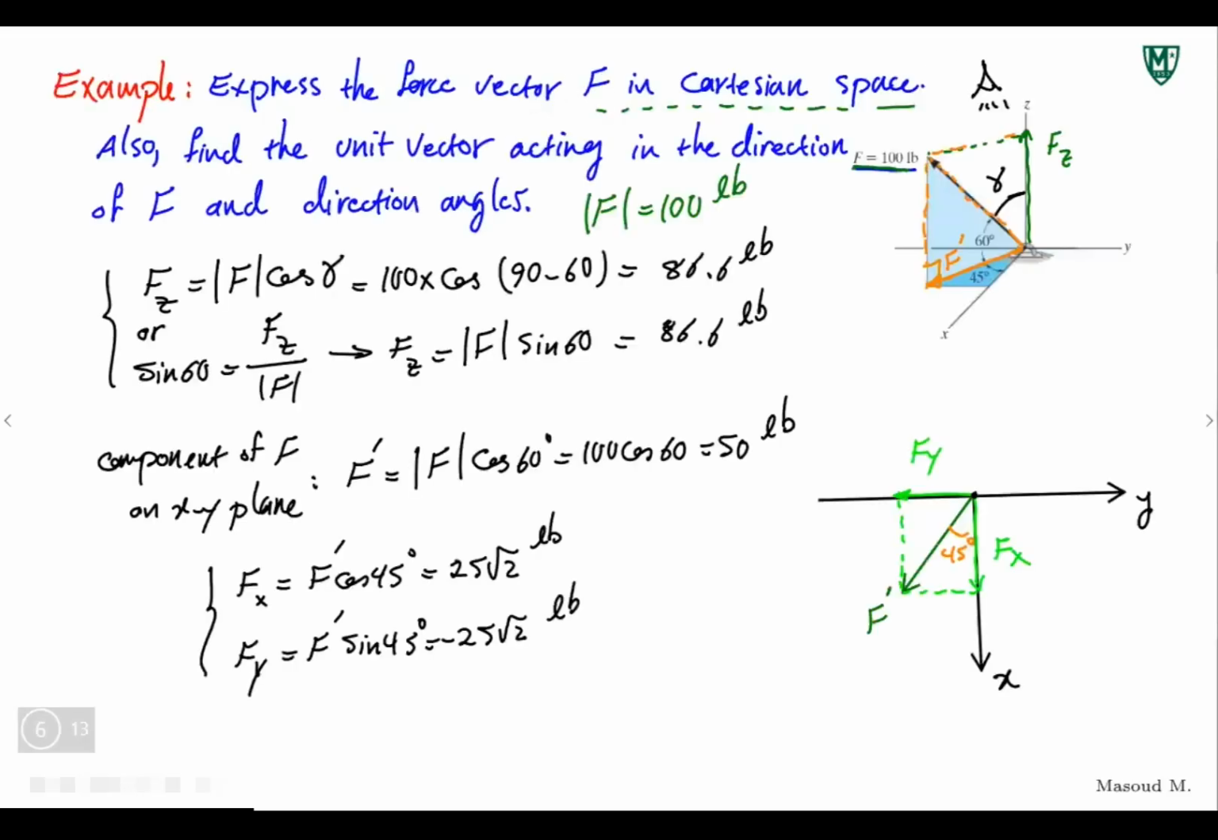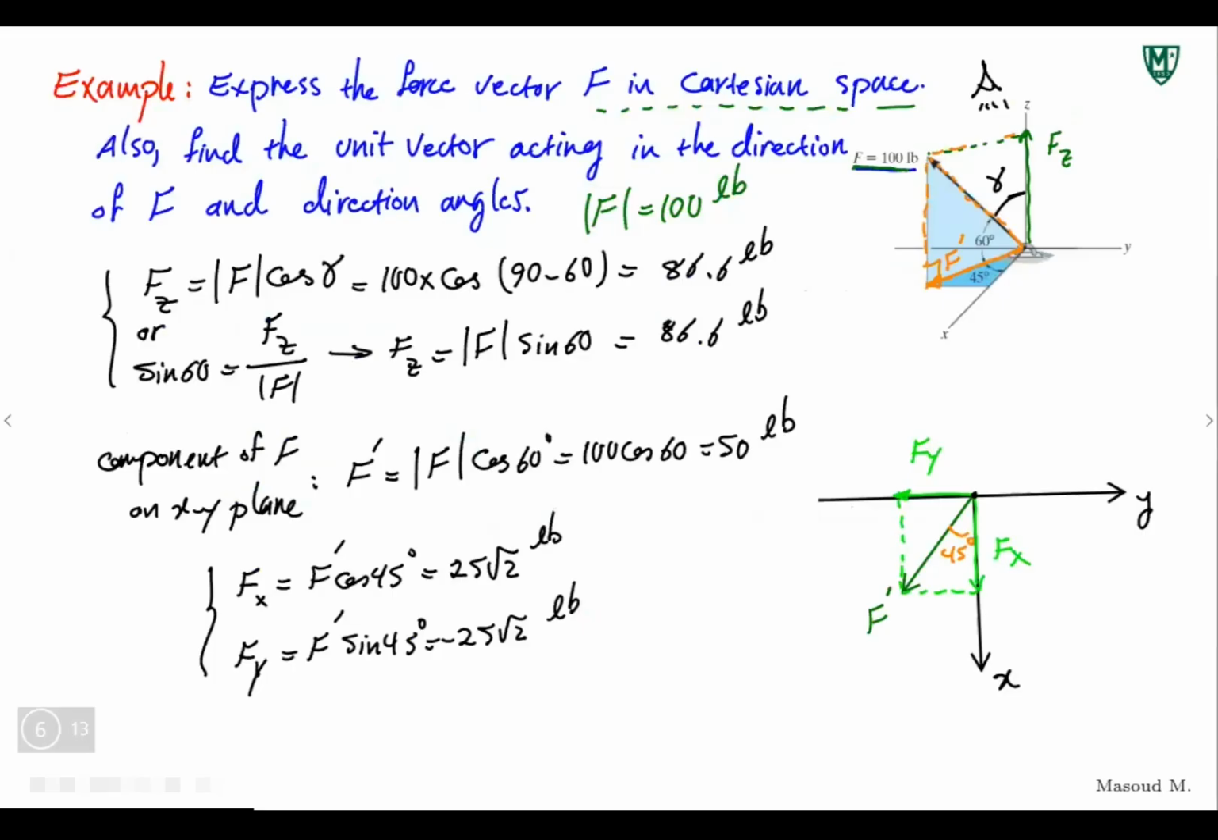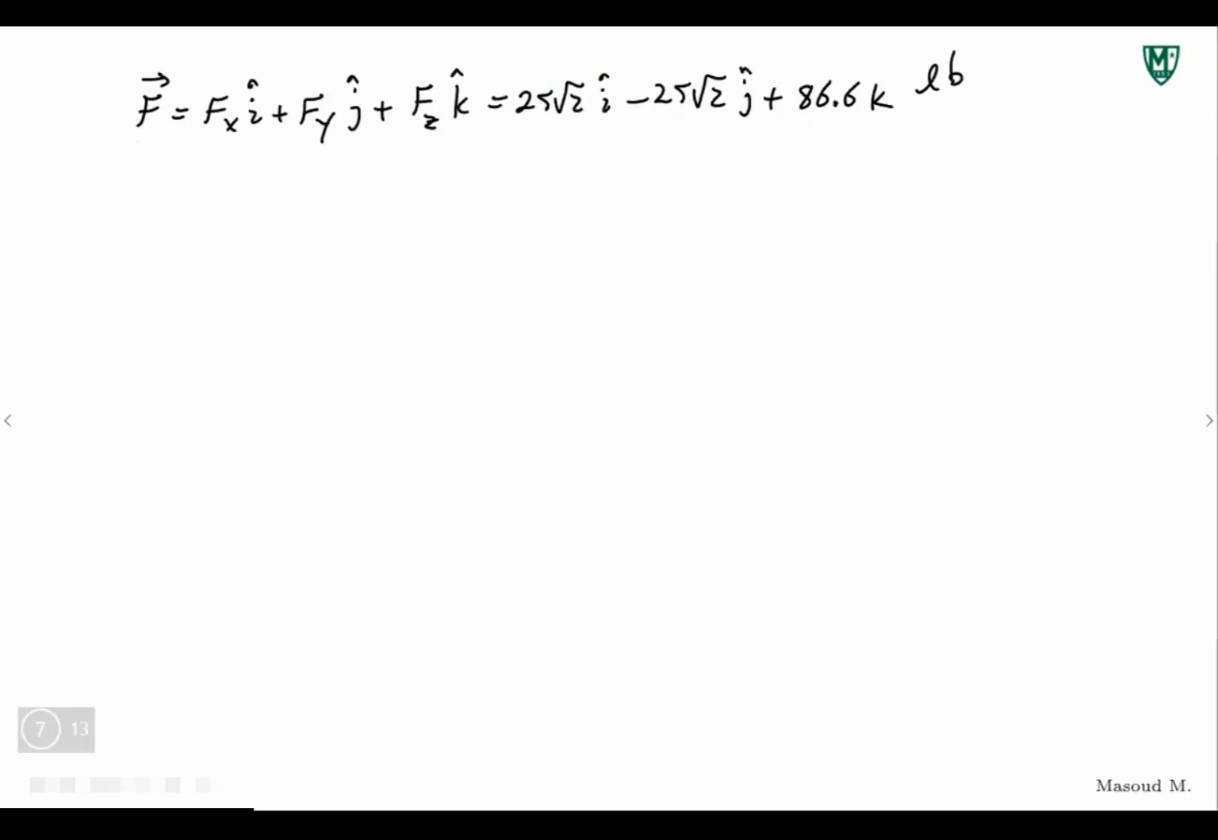Go back, so previous page, this one. So I know what F is. I want to find the unit vector. I'm just going to use what I introduced from before. If you know what the components are, and you know the magnitude, we can find the unit vector. So go back there. I have the magnitude is 100, and I know the vector, so I just divide.